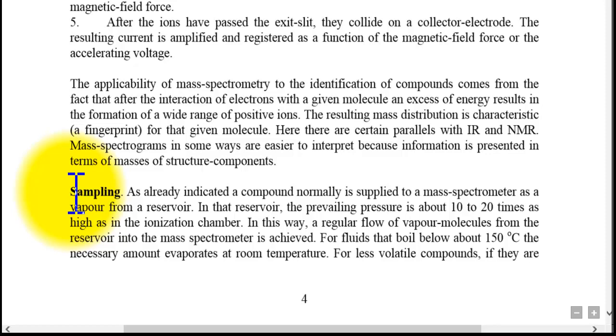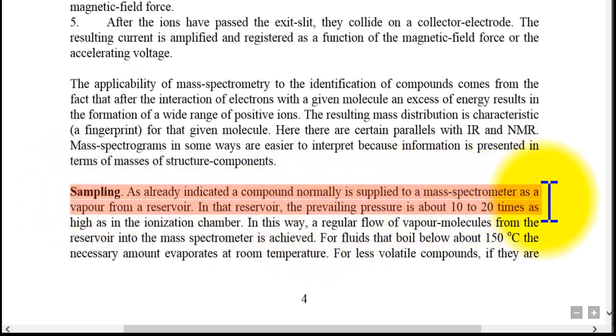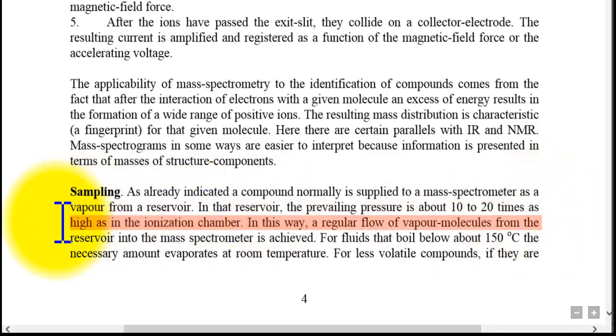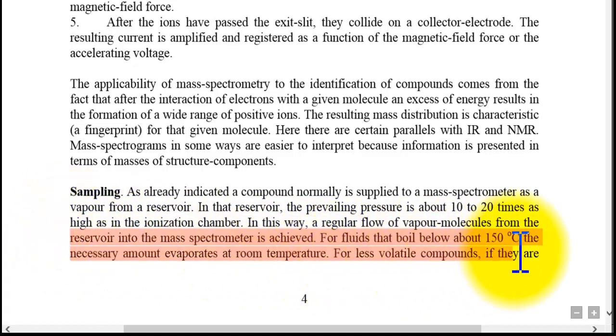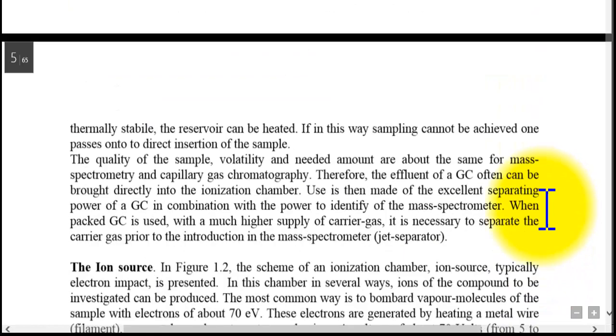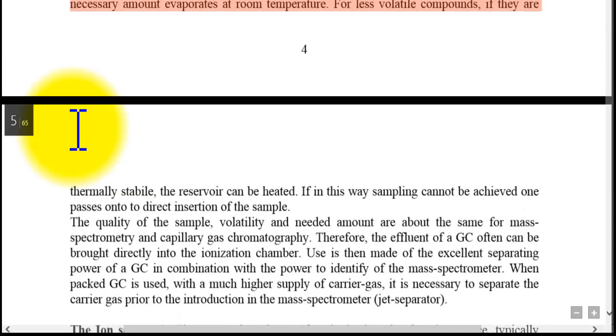Sampling, as already indicated: a compound normally is supplied to a mass spectrometer as a vapor from a reservoir. In the reservoir, the prevailing pressure is about 10 to 20 times as high as in the ionization chamber. In this way, a regular flow of vapor molecules from the reservoir into the mass spectrometer is achieved. For fluids that boil below about 150 degrees centigrade, the necessary amount evaporates at room temperature. For less volatile compounds, if they are thermally stable, the reservoir can be heated. If sampling cannot be achieved in this way, one passes on to direct insertion of the sample.